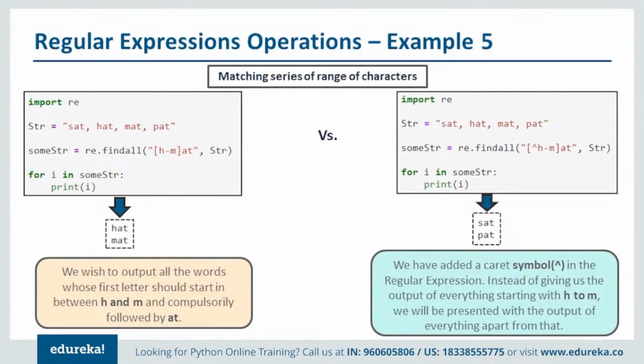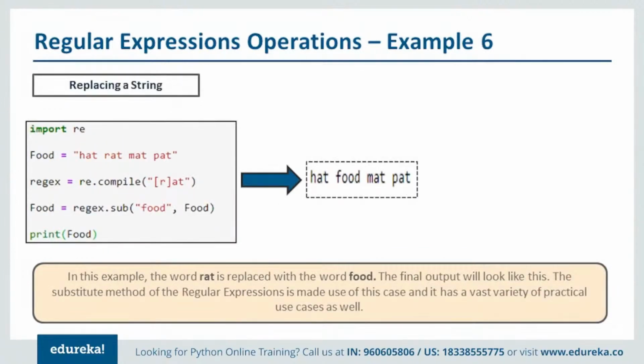So you can say like A hyphen Z, that whatever characters are present between the A and Z should be picked up and validated. So this is how the regular expression works and how the matching of a series or range of characters really works here. Now here in this one also we are trying to work with substitute.